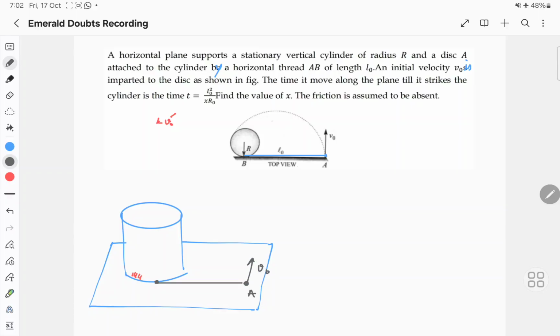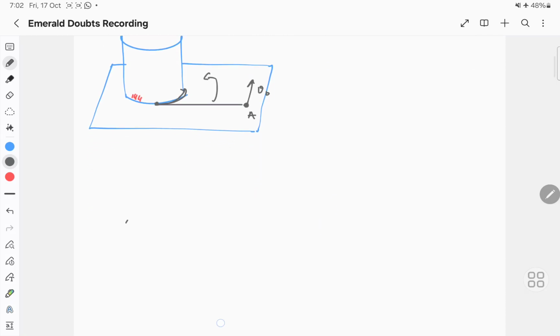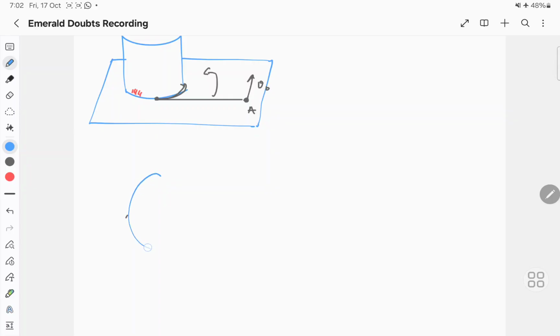That velocity is V0. So what is going to happen is this string, the black string I have shown over here, is going to wrap around the cylinder, and ultimately the body is going to hit the cylinder after some time, and that time we have to find. So I think the best way to deal with it is to draw the top view. Initial velocity V0 and initial length L0 of the string.